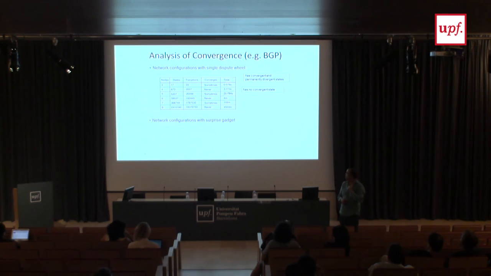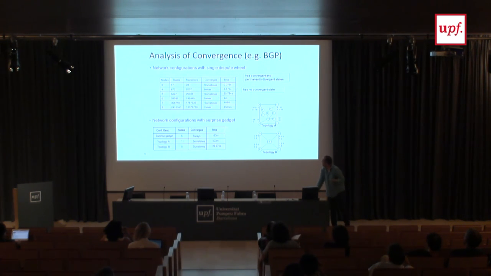There is another typical configuration used in the field called the surprise gadget. The surprise gadget is a network topology that contains one of these dispute wheels, but it's very difficult to see whether it is going to converge. Sometimes when this surprise gadget appears in a particular configuration, the system terminates, and sometimes it doesn't. It's very difficult to determine manually. We did experiments on this and were able to do things that people were not able to do before: analysis over this practical system, the BGP protocol. Again, we have results about whether it always converges, sometimes converges, or never converges.